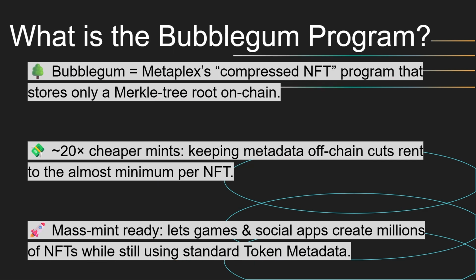What is the Metaplex Bubblegum program? Bubblegum is the Metaplex Compressed NFT program, the program that stores the Merkle root on chain. The NFT mints are 20x or even 5000x cheaper. Keeping metadata off chain cuts rent to almost a minimum per NFT. So they are mass-mint ready. It allows games and social apps to create millions of NFTs while using standard token metadata.